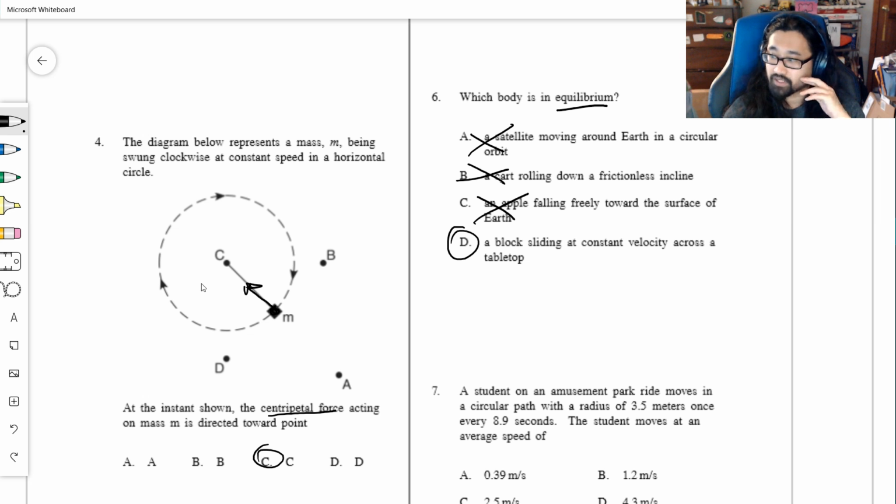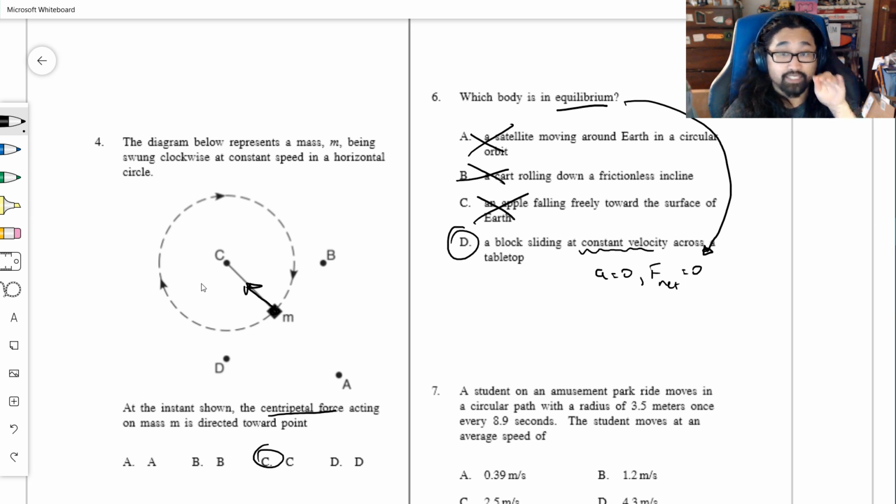So constant velocity means that acceleration equals 0. Means that the net force equals 0. And that is what equilibrium means. So look for constant velocity, ideally in a straight line. We'll come back to that later.